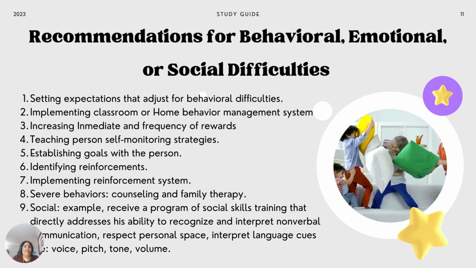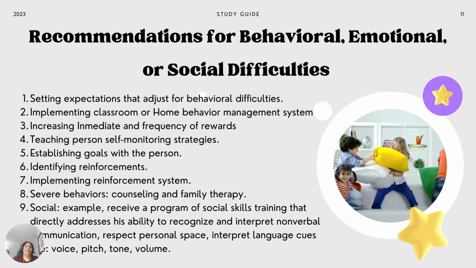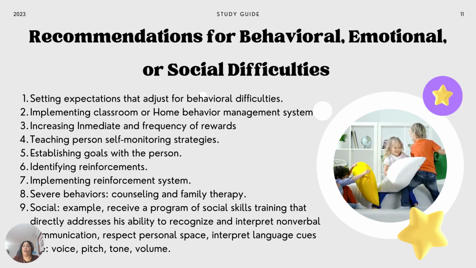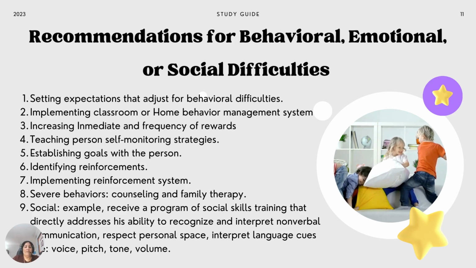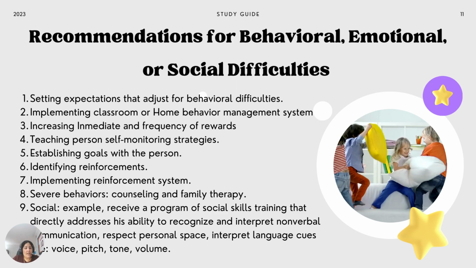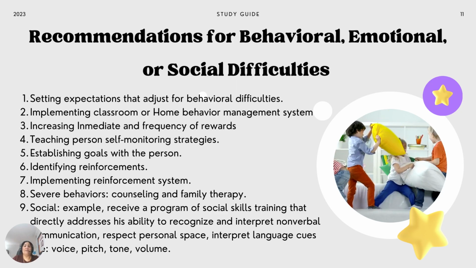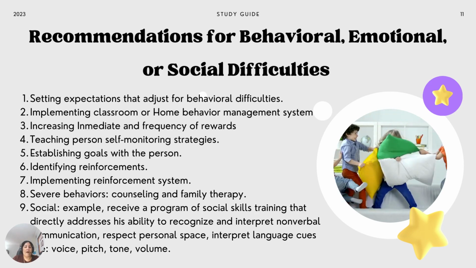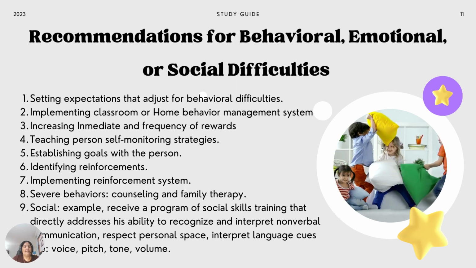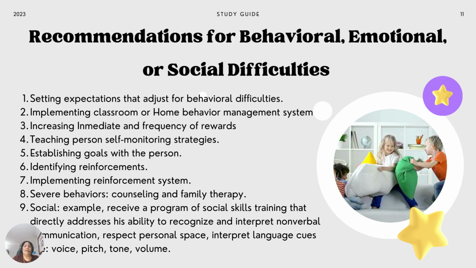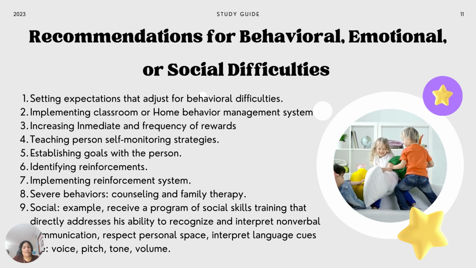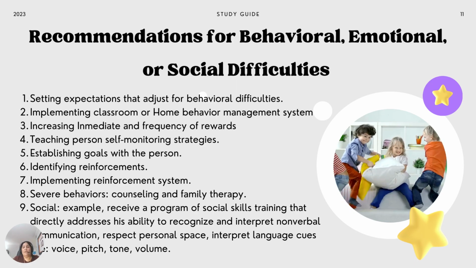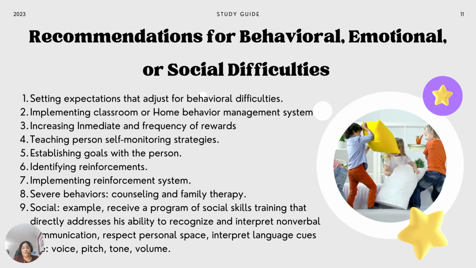We can also recommend for behavioral and emotional as well as social difficulties. For example, number one, setting expectations that adjust for behavioral difficulties. Two, implementing classroom or home behavior management system. Three, increasing immediacy and frequency of rewards. Four, teaching the person self-monitoring strategies. Five, establishing goals with the person. Six, identifying reinforcements. Seven, implementing reinforcement system. Eight, for severe behaviors, counseling or family therapy is what we recommend.